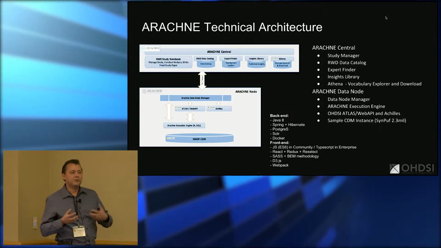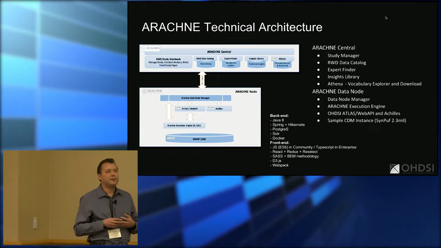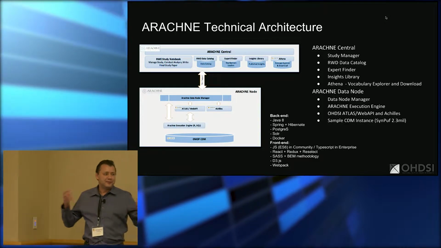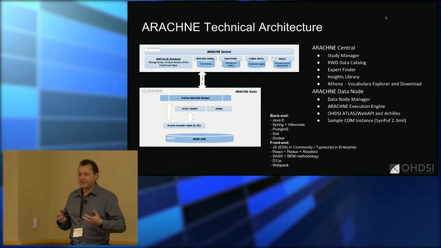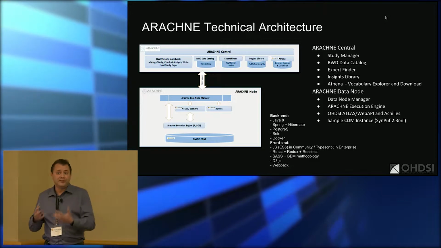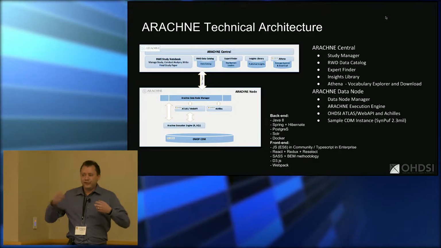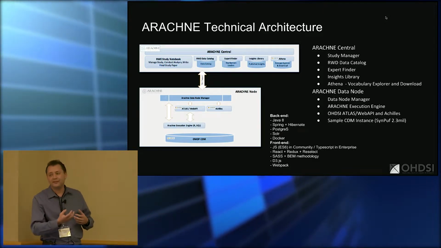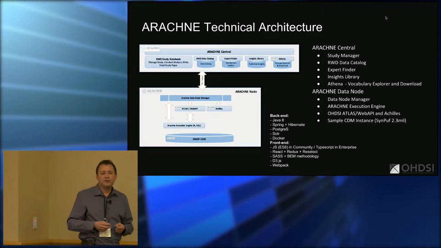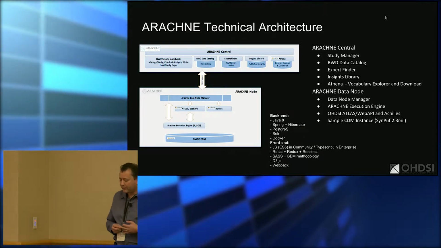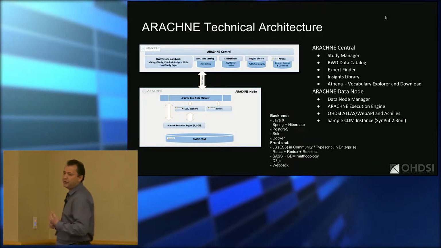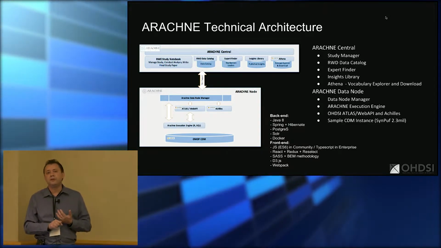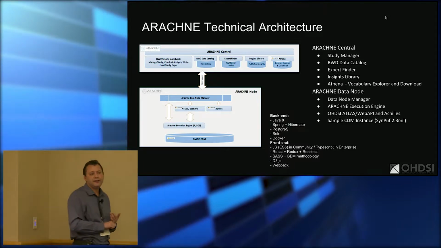But there is a secret sauce behind Arachne. It's called data node. So data node, in a nutshell, just think about it as, I'm an old school guy, as an ODBC manager, where you essentially deploy data node into an organization, and you enable data sets to be connected through a data node as a component and then exposed to Arachne Central to take advantage of. And data node also allows you to manage data set metadata, and that's where you would be able to essentially generate Achilles statistics from.